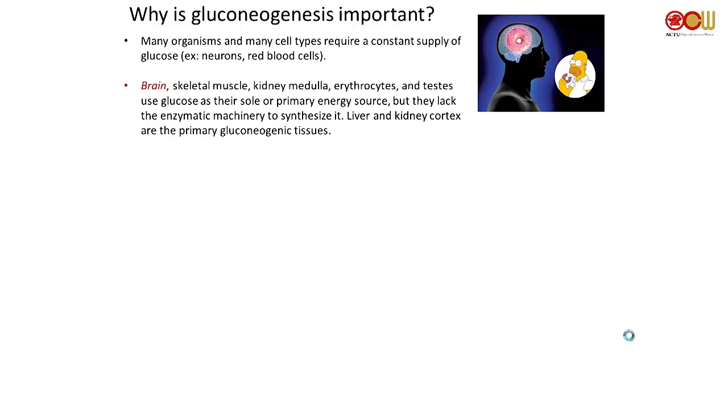All right. So the next general topic we're going to talk about is called gluconeogenesis. Gluco means sugar, and genesis means to generate, to synthesize. So this is glucose biosynthesis, sort of. You can synthesize glucose. Well, first of all, why is gluconeogenesis important?